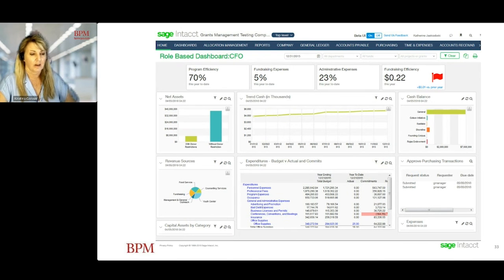All right, here we go. Here's an example of a dashboard that was built for a CFO of an organization. This is what we like to call a role-based dashboard. And it not only has some of the key reports that Charlene was covering earlier, but also some graphs and some performance cards that capture the key metrics for the organization.